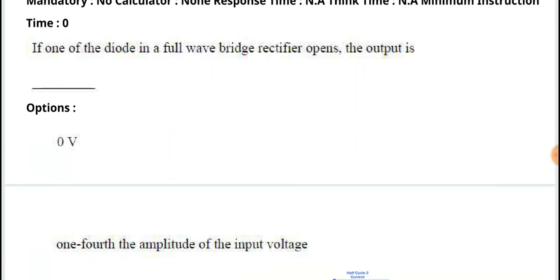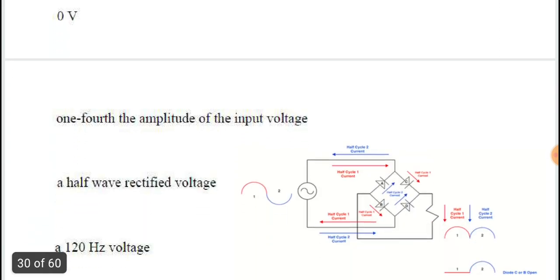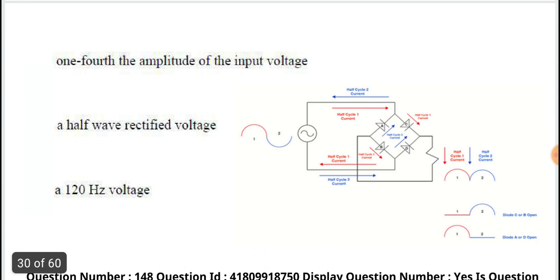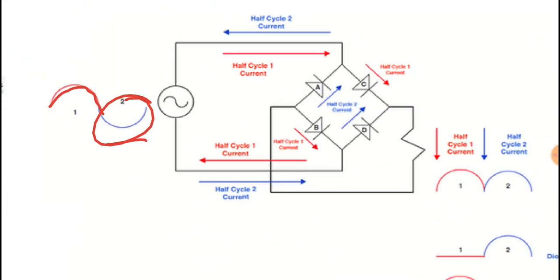Next one: if one of the diodes in a full wave bridge rectifier opens, the output will be... To explain this question, I have taken the full wave rectifier here, with the positive half cycle and the negative half cycle in blue color, as you can observe. For the positive half cycle, the output is red color. For the negative half cycle, it's blue color.